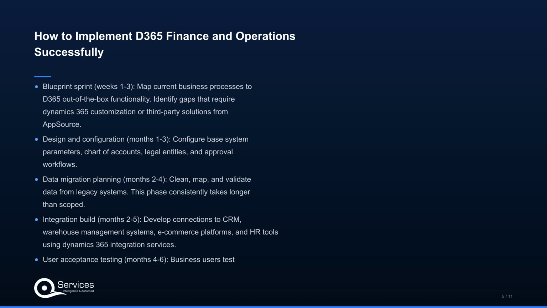Next up, how to implement D365 Finance and Operations successfully. Implementation is where most projects either work or fall apart. The official documentation outlines a recommended methodology, but real-world timelines differ substantially from what vendors quote during the sales process. Dynamics 365 implementation typically takes 3 to 18 months depending on modules, users, and customization complexity. A single-entity finance deployment with minimal customization can realistically go live in 4 to 5 months. A multi-entity, multi-currency deployment with supply chain, manufacturing, and Power Platform integrations routinely takes 12 to 18 months.